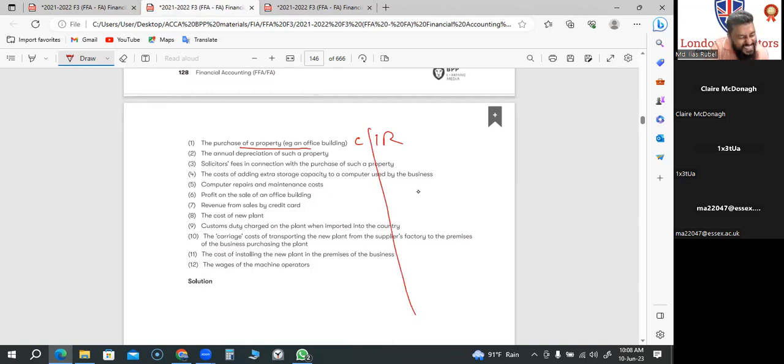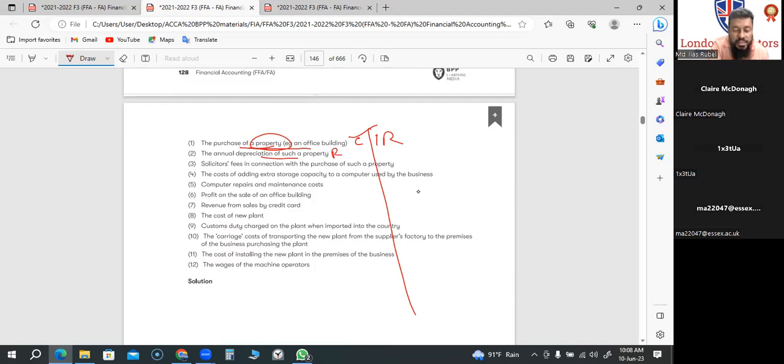C, R, come on, I got a mixed answer. You purchase the property. This is, yeah, good. Capital expenditure, brilliant. Annual depreciation of the property. Is it capital or is it a regular day-to-day expense? Revenue, well done. Revenue, brilliant. Thank you for your prompt answer.